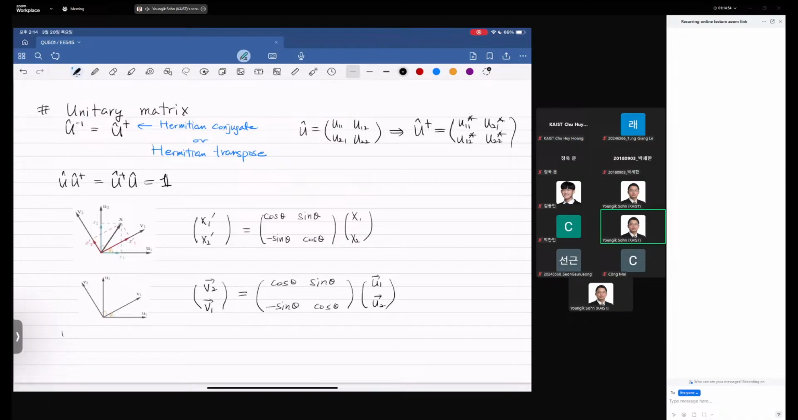So change of basis and rotation of vectors are two different concepts, and both are unitary transformations, okay?